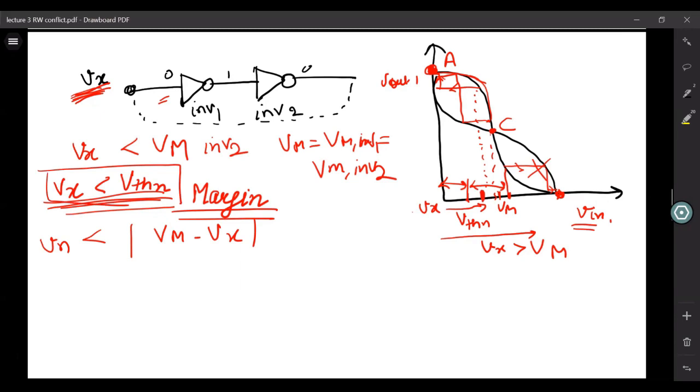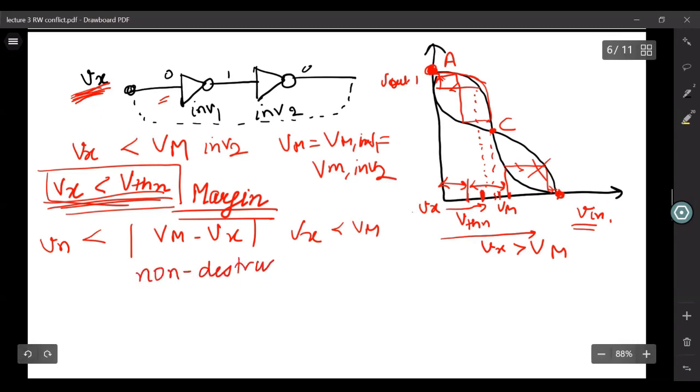However, that is not strictly the case. Even if you have this Vx very close to Vm but less than Vm, then you'll again go back to this state and you will have what is called non-destructive read.